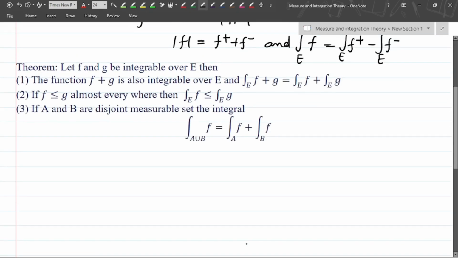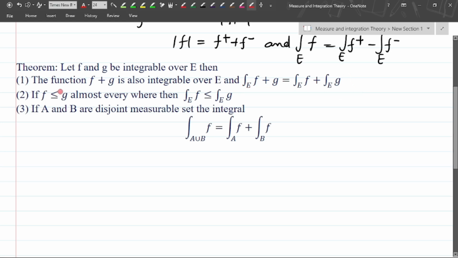What is the theorem? If f and g are two integrable functions over E, then the function f plus g is also integrable. Sorry, not measurable, it is integrable. So if both are integrable functions, then f plus g is also integrable, and the integration can be written in this form.